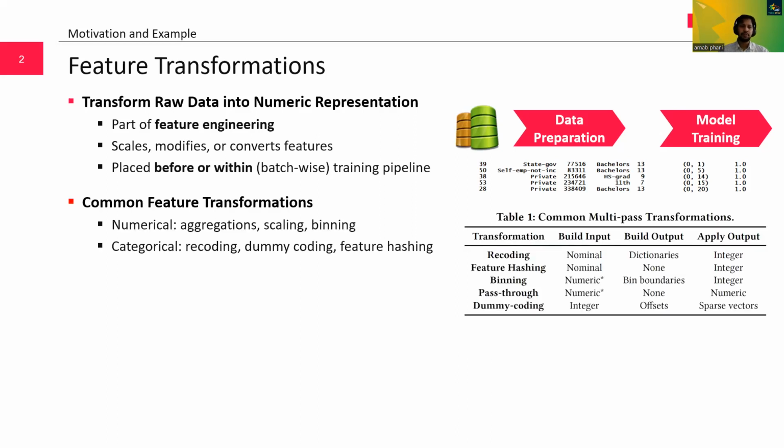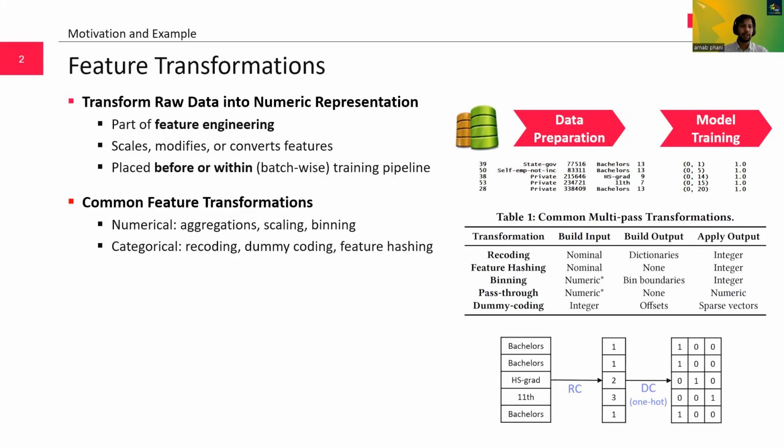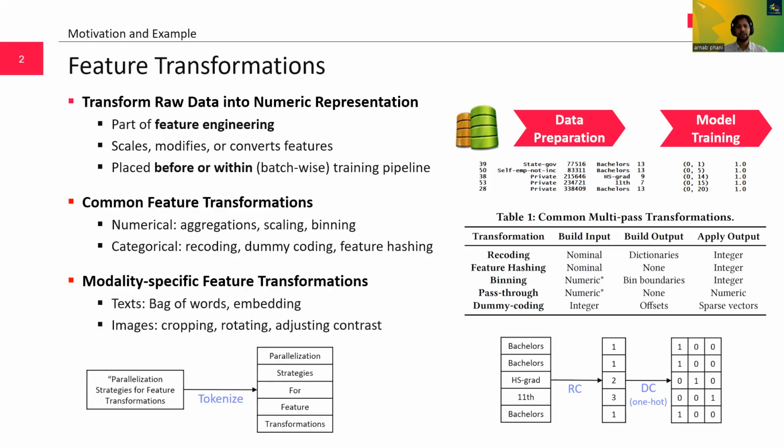Commonly applied feature transformations include numerical transformations such as aggregation, scaling, and binning. Common categorical feature encoding techniques are recoding, dummy coding, and feature hashing. Dummy coding is also known as one-hot encoding. Furthermore, modern ML systems provide high-level utilities for encoding data modalities like texts and images. Two common transformations for texts are bag of words and embeddings.